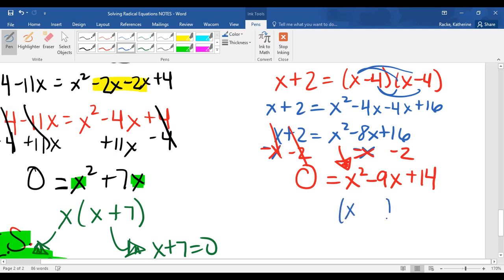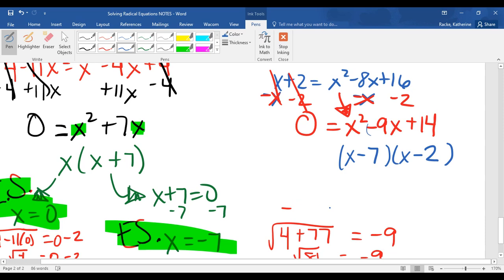So my two signs will be, okay, I have a positive, which means both my signs are going to be the same. They're both going to be negative because there's a negative right there. What multiplies to give me 14? 7 and 2. Negative 7 times negative 2 gives me a positive 14. Negative 7 plus negative 2 gives me a negative 9. So that works out. So I have two solutions here. x equals 7 and x equals 2.